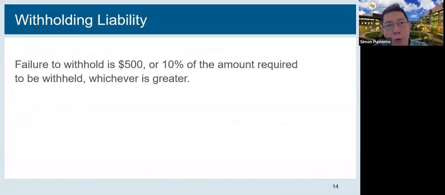Let's move on to the liability and penalty. If you fail to withhold, you can be liable with a penalty of either $500 or 10% of the amount you should have withheld, whichever is greater.